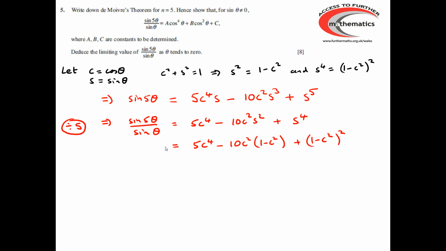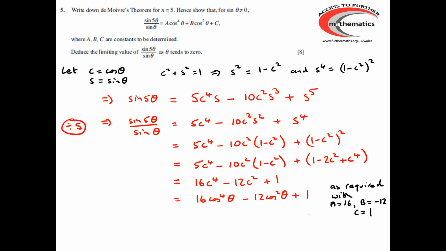Now there's a couple of obvious lines of algebraic expansion to go through, which brings us down to sine 5θ over sine θ is 16c⁴ minus 12c² plus 1. And remembering that c stands for cos θ, we have sine 5θ over sine θ is 16 cos⁴ θ minus 12 cos² θ plus 1, which is the required result with a equals 16, b equals minus 12 and c equals 1.